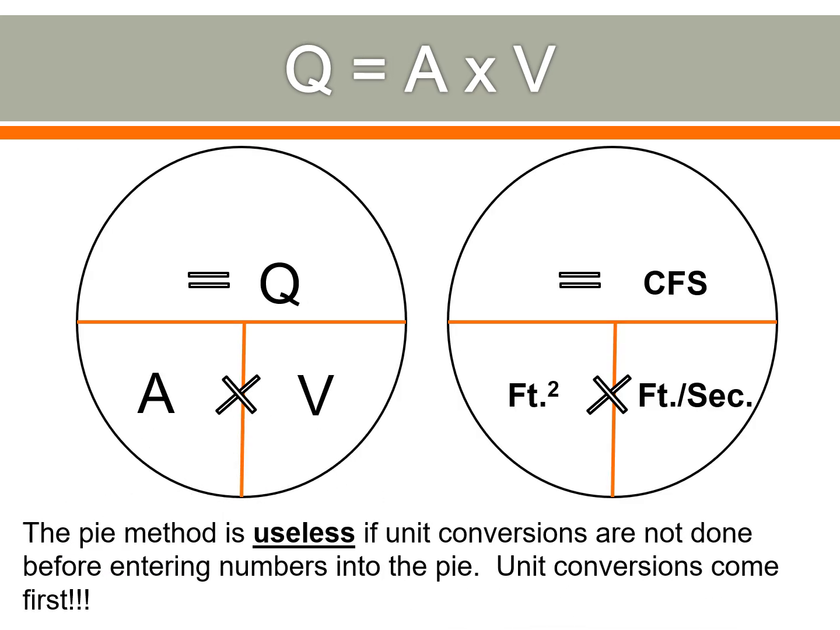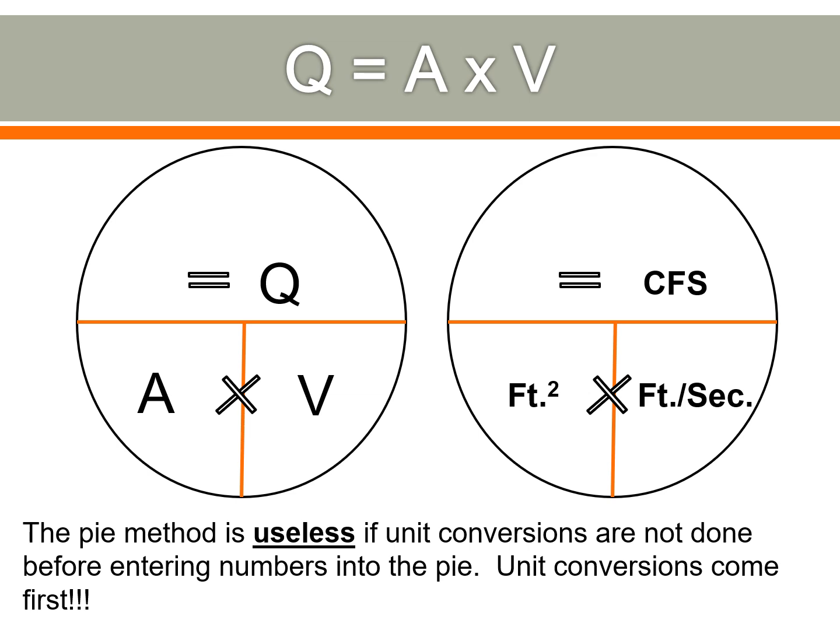All right, when I do problems, I prefer to put them in pie charts. The reason being is that it keeps things organized for me and it just keeps things a little neater. So that way I can make sure that the numbers I'm getting are being inputted into the correct places. However, these pie charts are useless if the conversions are not done before entering numbers into the pie. So it's important to just go ahead and solve for your area, or if you have gallons per minute, solving for cubic feet per second before inputting those numbers onto these charts. So just something to pay attention to.